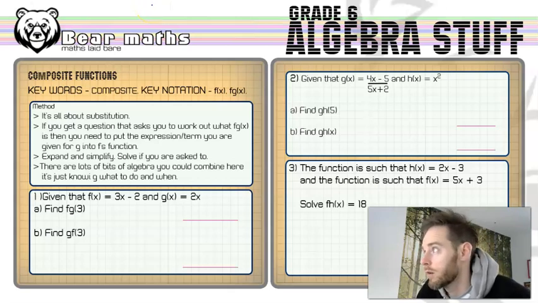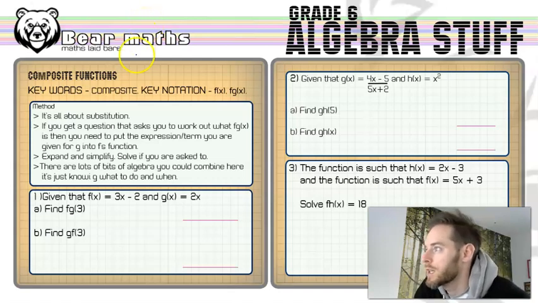This video is on composite functions. Keywords here are composite, and that's it. So composite means putting together, joining together. If you've got a composite shape, you're putting two shapes together. This one, we're putting two functions together.